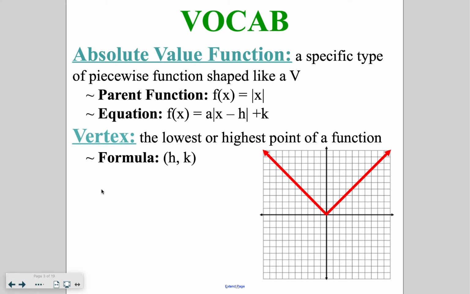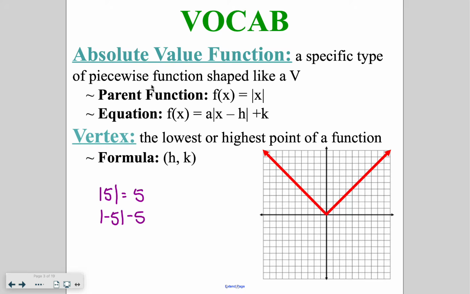If you remember from the beginning of the year, absolute value tells you how far a number is away from zero. So the absolute value of 5 is 5, and the absolute value of -5 is also 5. So when I plug in the number 5, 1, 2, 3, 4, 5, and I go up 5, that's a point on my graph. If I go to -5, that's also a point on my graph.